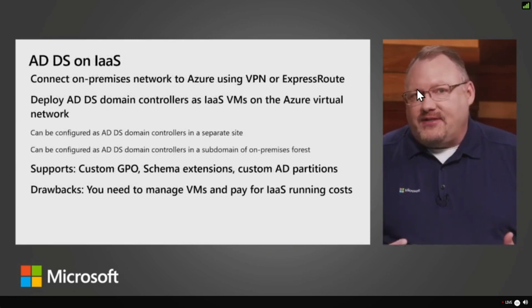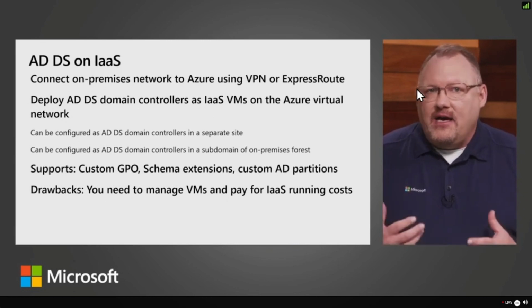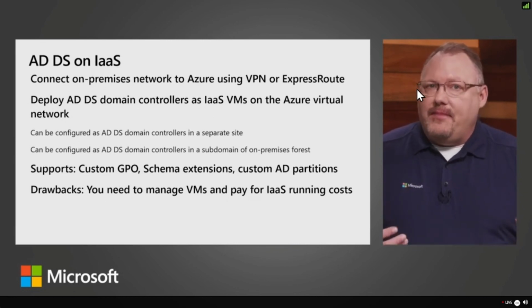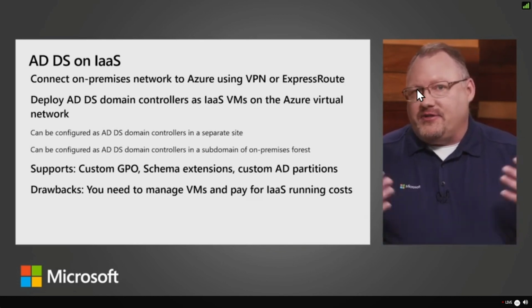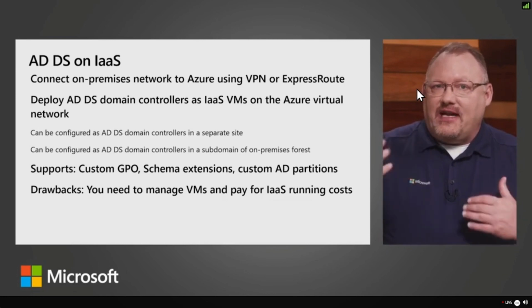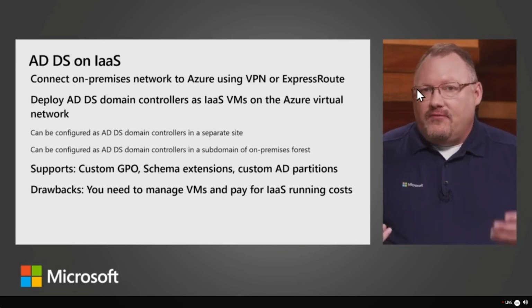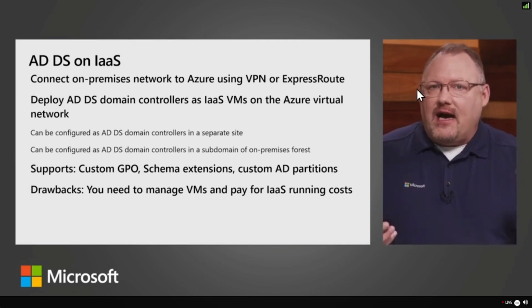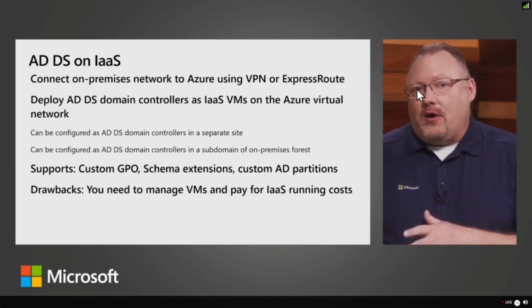We can put Active Directory Domain Services into virtual machines, on the IaaS side of Azure. All we have to do is make sure that our on-prem network is connected to Azure, using either a site-to-site VPN or ExpressRoute. Once that connection is set up, we simply install virtual machines running Windows, and then we install our domain controllers, and they'll synchronize just like they would if they were on-prem.